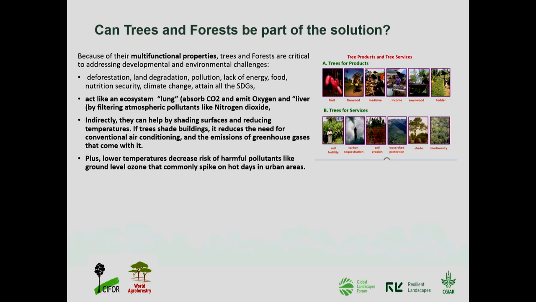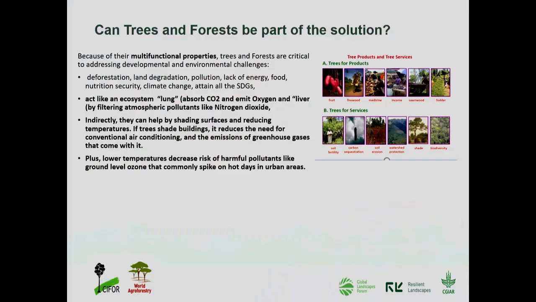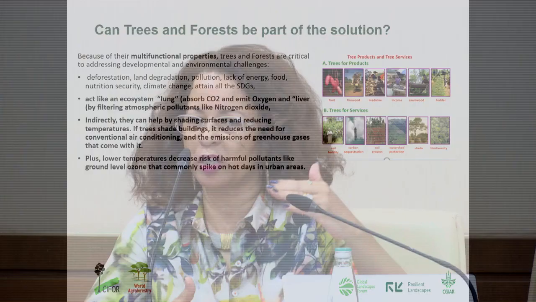As you know, I don't have to lecture about it because most of you know. They act like an ecosystem lung because they absorb CO2 and emit oxygen, and they serve as a liver because they filter atmospheric pollutants like nitrogen oxide. They are also important, especially as the professor was talking about climate smart cities, because heat intensity is increasing in cities, these urban heat islands, and trees can serve as shade. Shade decreases temperature, and then it protects us from harmful pollutants. And also, instead of using an air conditioner, if you use trees, then we also reduce emission.